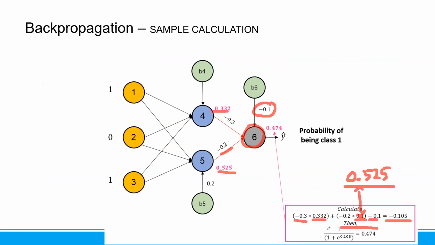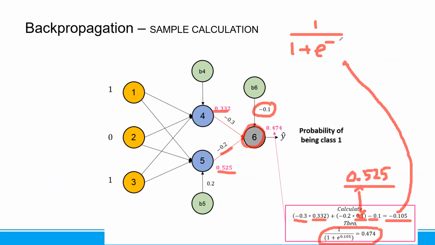And again, we will do the activation function. The activation function is 1 divided by 1 plus the natural number to the power of minus Ij. We have this number, then it is minus 0.105. Because it is minus minus, we have a positive number. And the result is 0.474.